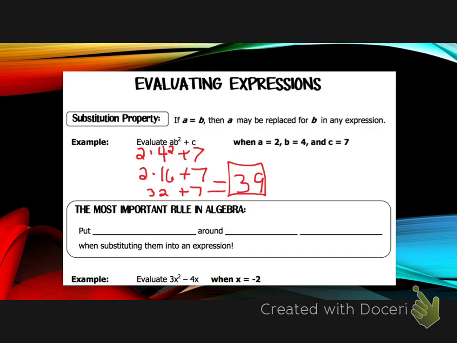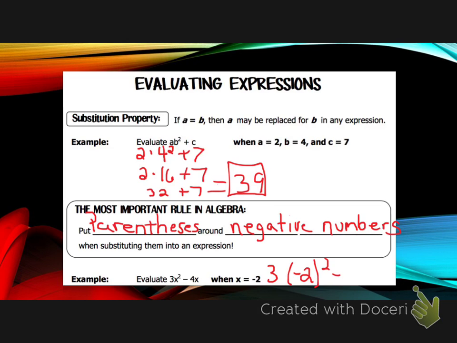Now the most important rule in algebra is to put parentheses around negative numbers when substituting them into an expression. So in our example here, we've got 3x squared minus 4x. So as we're writing this, it's going to be 3 times negative 2 squared minus 4 times negative 2. Because when we're looking at exponents, it matters whether or not the negative is inside or outside. With the negative inside the parentheses, we're squaring negative 2.